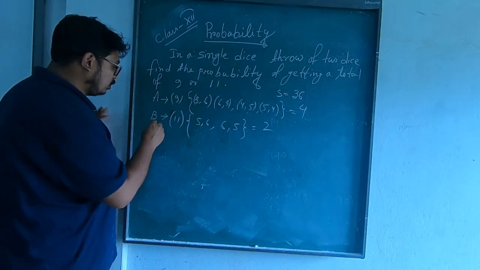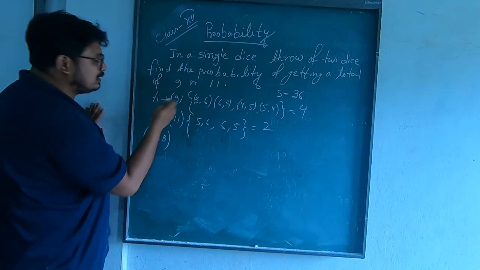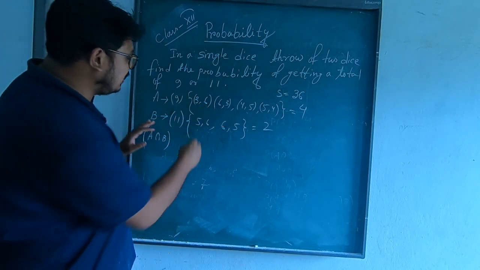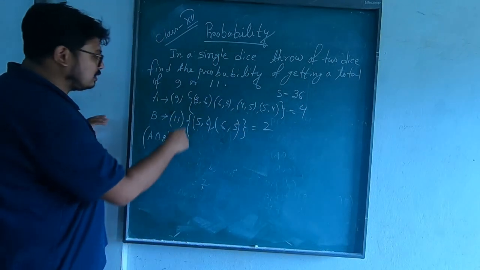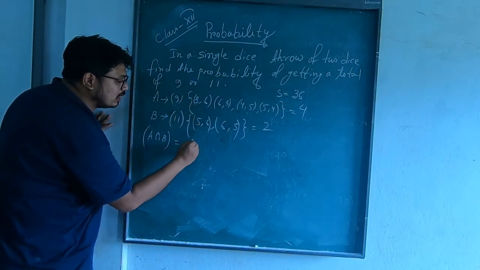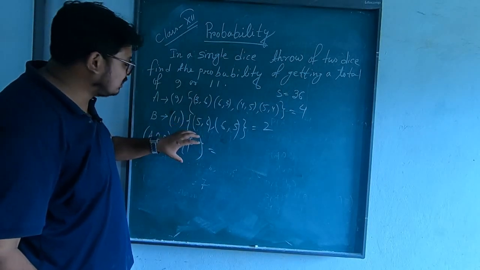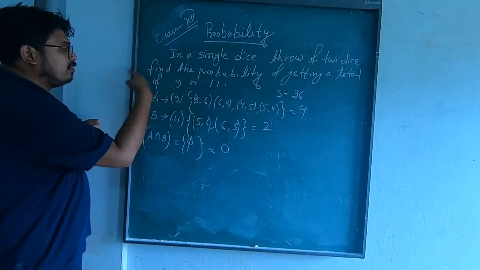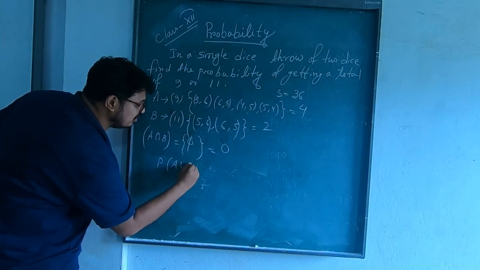So again you need to find out A intersect B. Is there any common event? You can see here there is no common event. There is no repeating. That means if there is no common event, we will write phi or the null set. That is called the null set. Its value is 0. Now if you want to find the event, that means P of A union B.